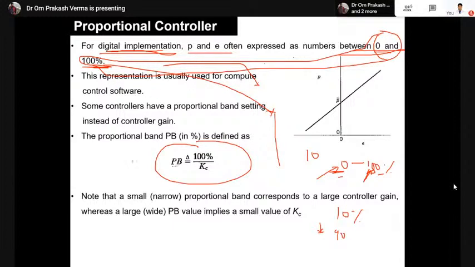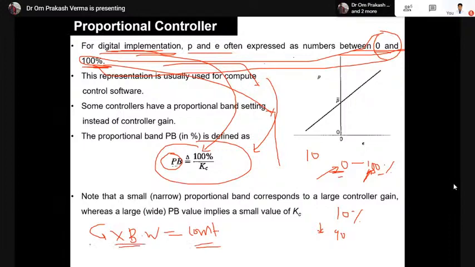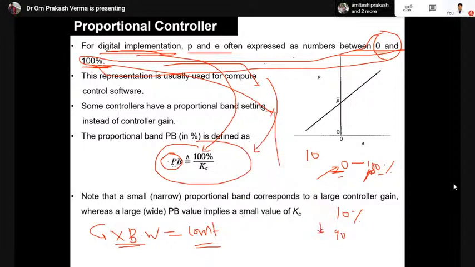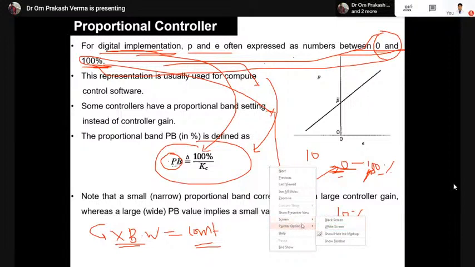Now the proportional controller, as I said earlier yesterday, in the digital implementation is always represented in terms of proportional band. And gain into bandwidth is always a constant quantity, right? So when you multiply the gain by the bandwidth, it will always give a constant value. So here the bandwidth means... wait a minute, I'm taking an eraser so that you can understand it.